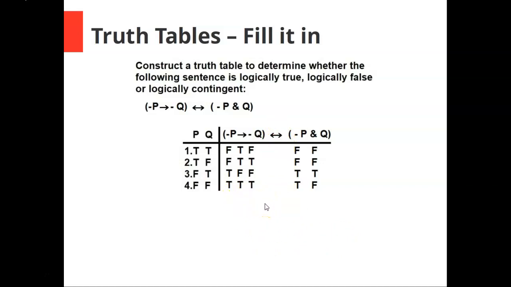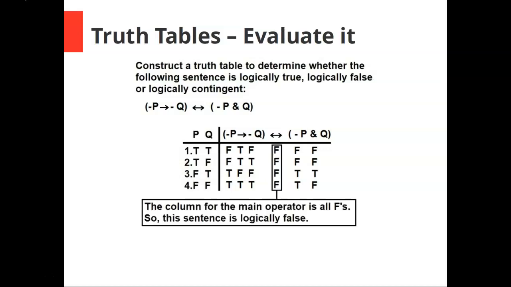A biconditional is only true when both components are true or both components are false. And again, in this case, the components are this conditional and this conjunction. So when are they both true or when are they both false? In other words, when do they match? Well, in line 1, you have true, false, they don't match. True, false, they don't match. False, true, they don't match. Line 4, true, false, they don't match. So they get an F in every row. Now we can evaluate our truth table. The column for the main operator is all F's, so this sentence is logically false.